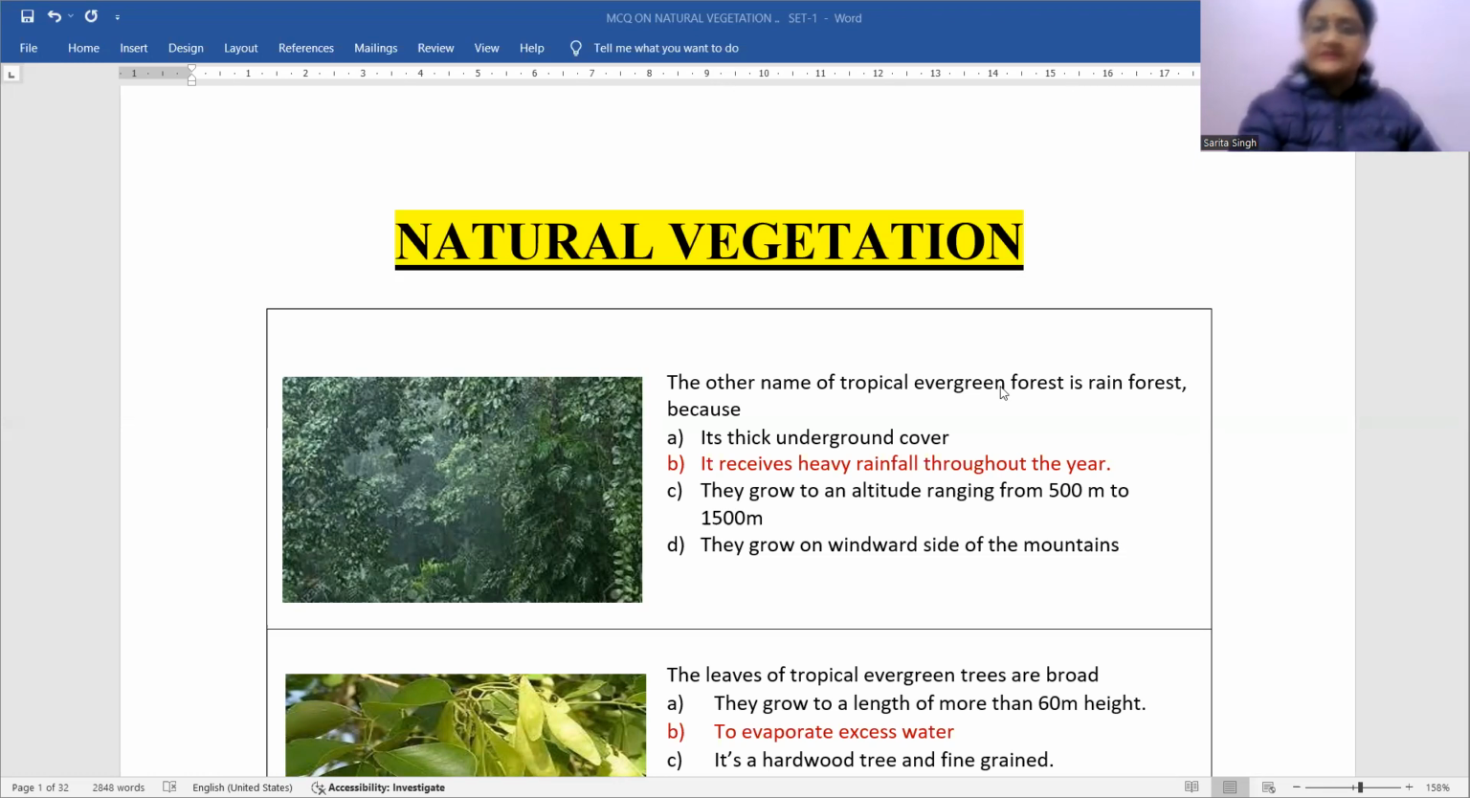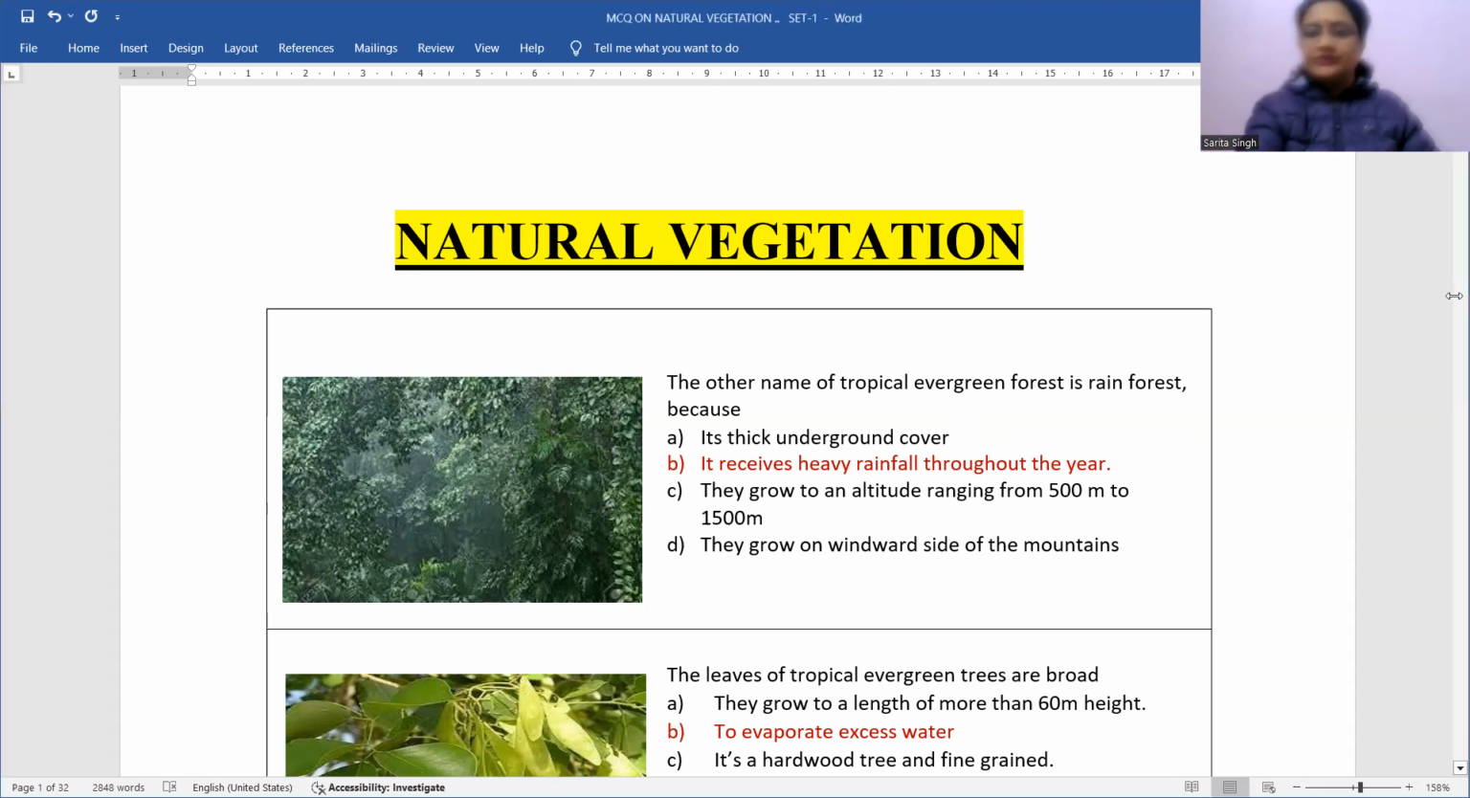इसका first option है, it's thick underground cover. Number 2, it receives heavy rainfall throughout the year. और third है, they grow to an altitude ranging from 500 to 1500 meters. And fourth है, they grow on windward side of the mountains. इसमें सबसे appropriate answer लग रहा है B. Okay, and B is going to be the correct answer for this. It receives heavy rainfall throughout the year. That's why this type of vegetation is also called as rainforest.